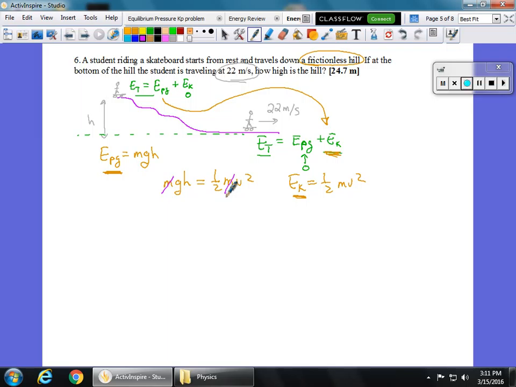We don't need it. Now, we know g is 9.8. That's not going to change. We're looking for the height. It's equal to 1/2 the mass, which we just dropped out, times the velocity squared, and the velocity was given to us. That was 22 meters per second, but we've got to square that. Again, it's 1/2 mv squared, and you're solving for the height. What are you going to wind up with?